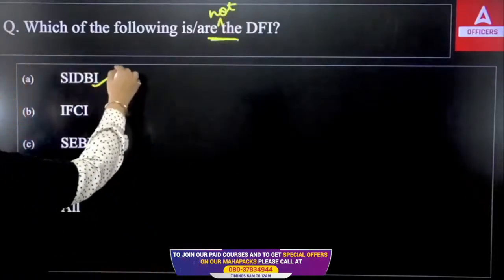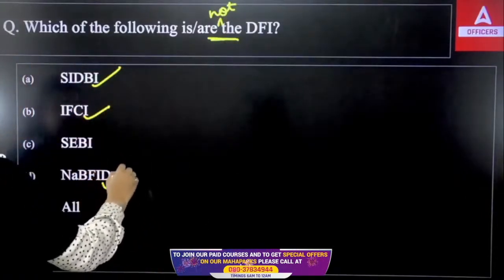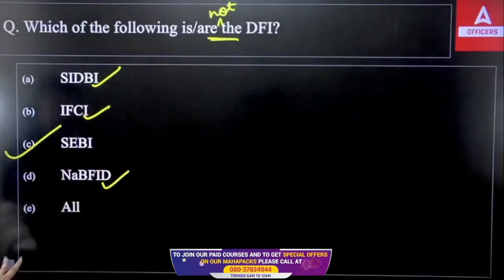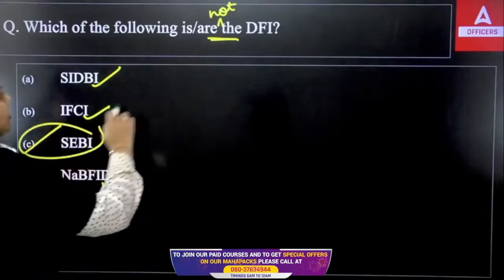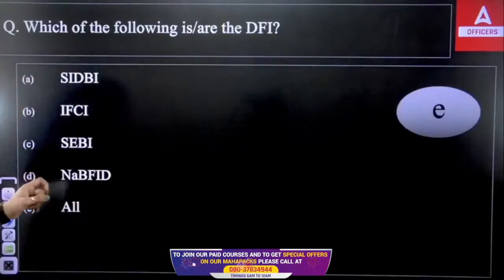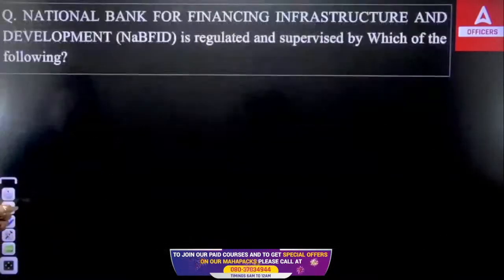So you know SIDBI is a development financial institution, IFCI is, NaBFID is, but not the SEBI. So right answer will be SEBI. Okay, right answer will be SEBI. SEBI is not a development finance institution. So right answer will be your SEBI. Okay. Now next.